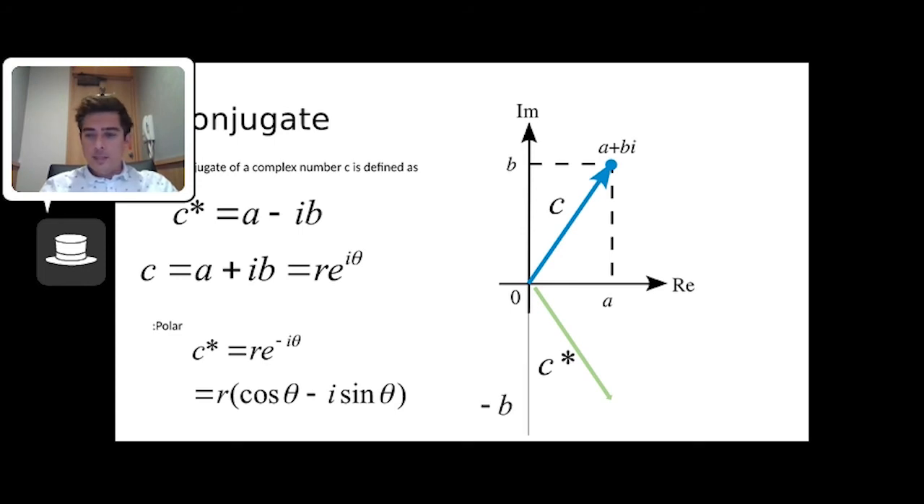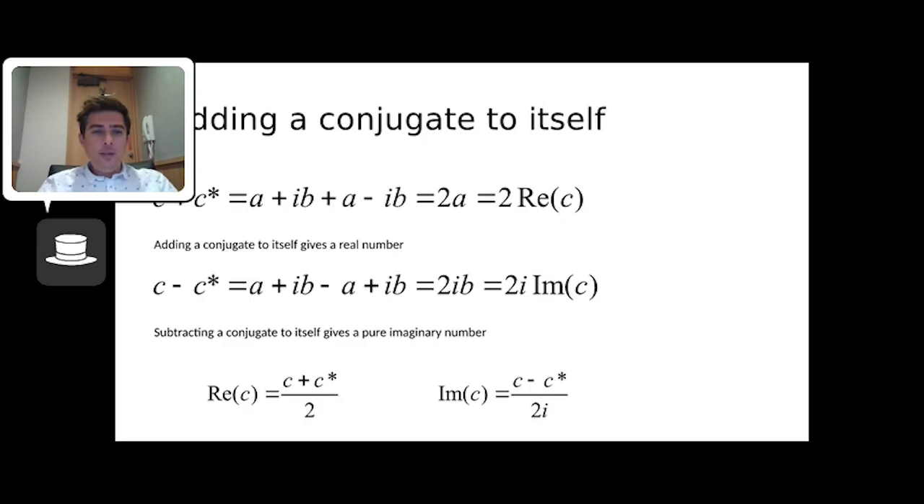Okay, so that's the conjugate. Why do we want to define a conjugate? It seems like an arbitrary definition. Well, it turns out that it's actually kind of useful, because it gives you some way of recovering a real number from a complex number.